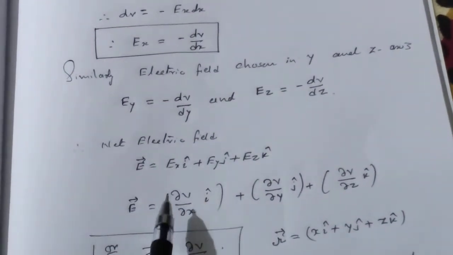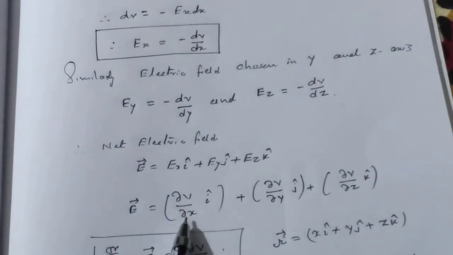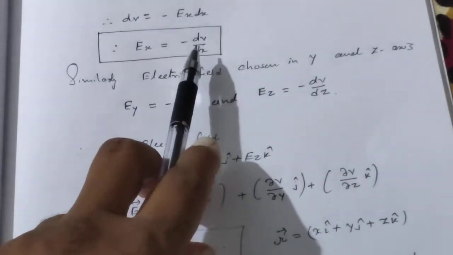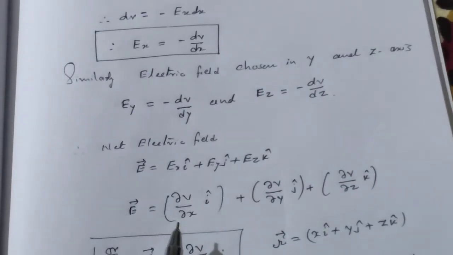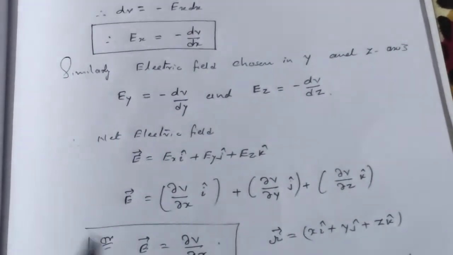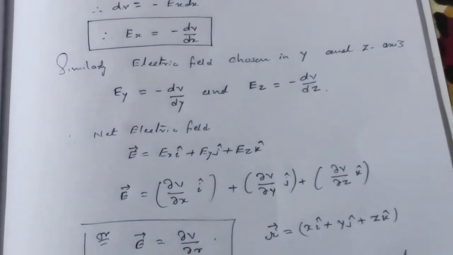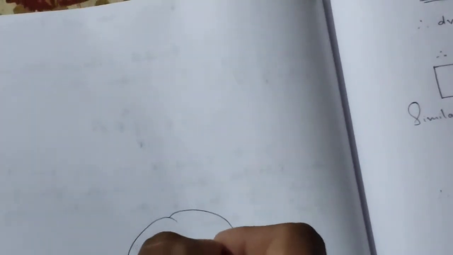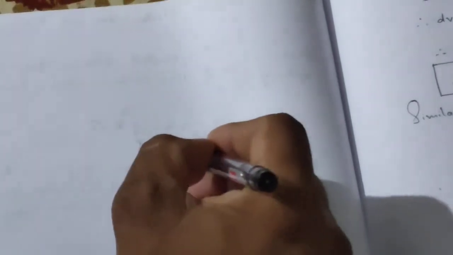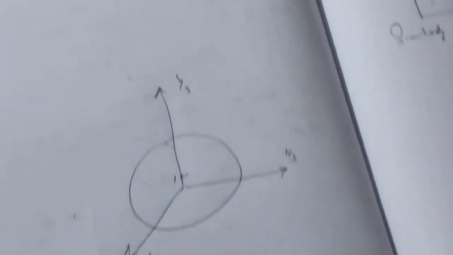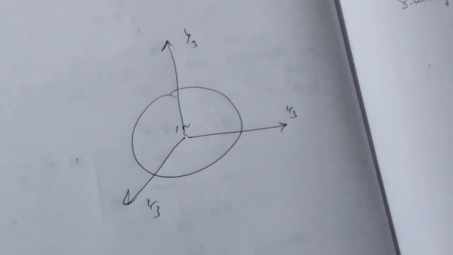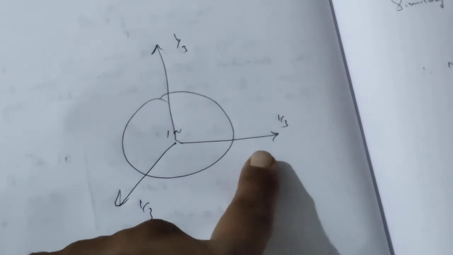So for Ex we have del V upon del x. Now here we were getting dV upon dx, but here I wrote del V upon del x. Why? Because suppose this is a system, a 100% system. For the x-axis we have only a 1/3 part, for the y-axis 1/3 part, and for the z-axis 1/3 part. That's why we have to consider partial derivatives here.